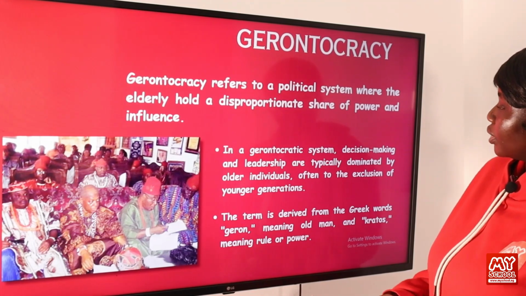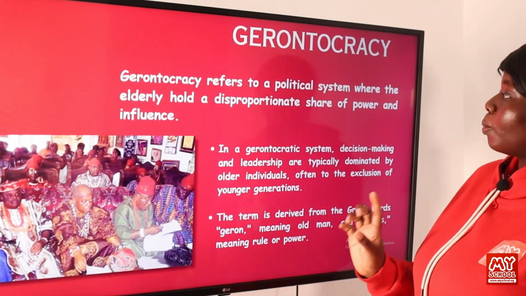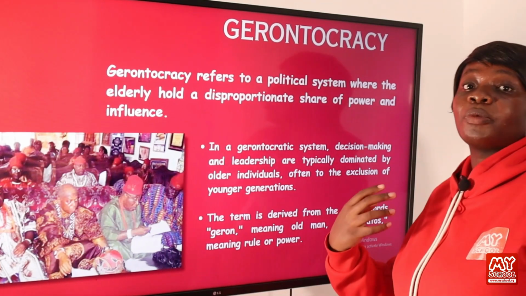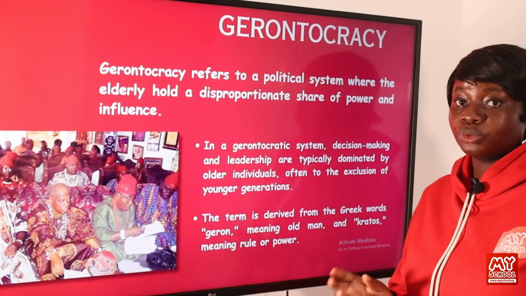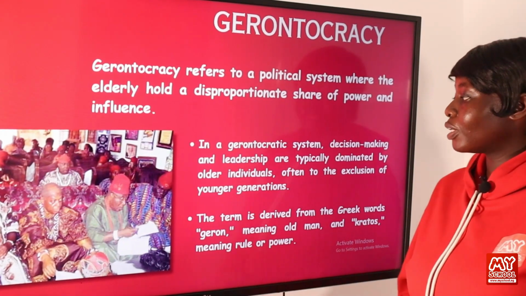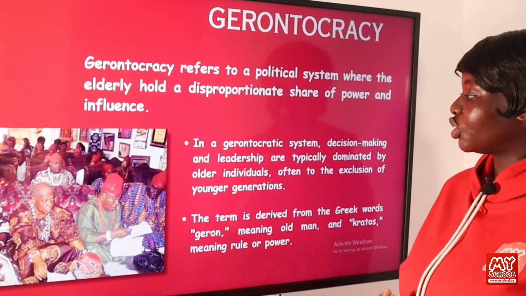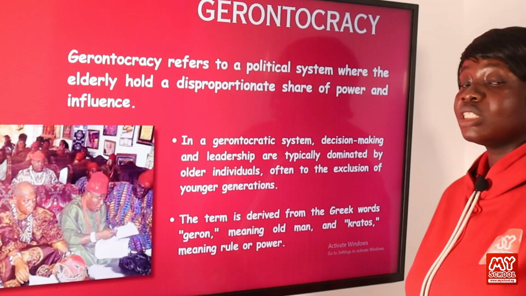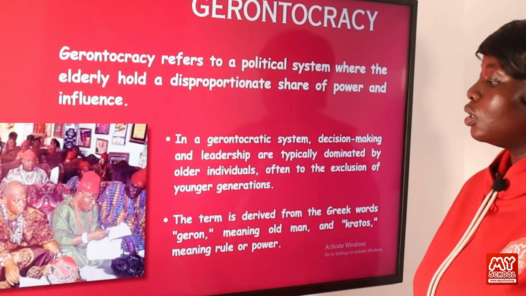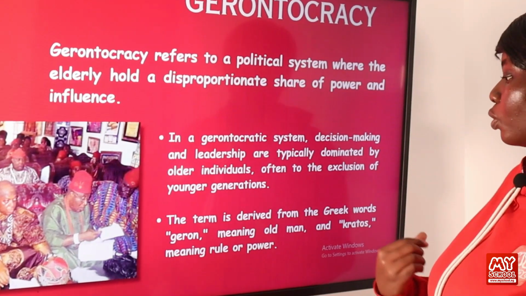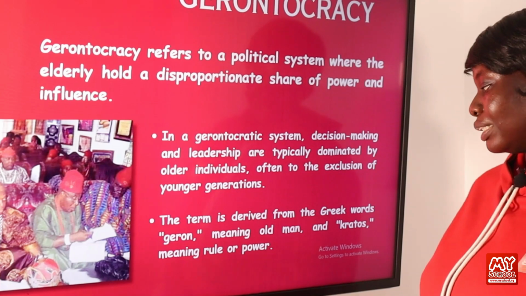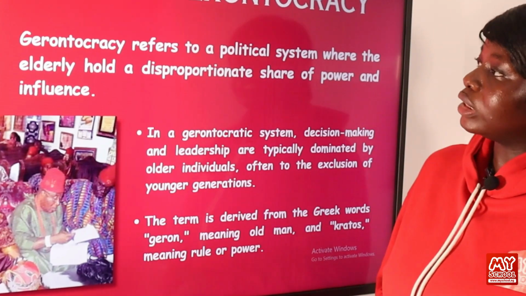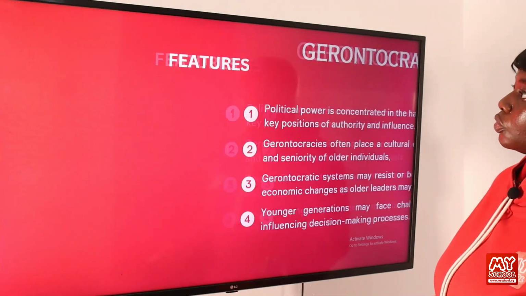Gerontocracy refers to a political system where the elderly hold a disproportionate share of power and influence. So it is a system of government where the old rule the land. In a gerontocratic system, decision-making and leadership are typically dominated by older individuals, often to the exclusion of the younger generation. The term is derived from the Greek words geron, which means old man, and kratos, which means rule or power. So now let's move on to the next slide where we'll discuss the features of gerontocracy.